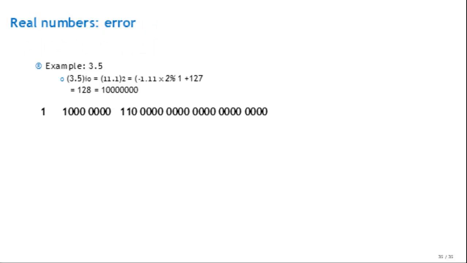Another example, 3.1 in base 10 equals 11.00011001100011 in base 2 equals 1.10001100110011 x 2 to the power of 1, plus 127 equals 128 equals 10000000. The value actually stored is 3.09999046325683599375, with an error of 9.5367431640640625E-8.